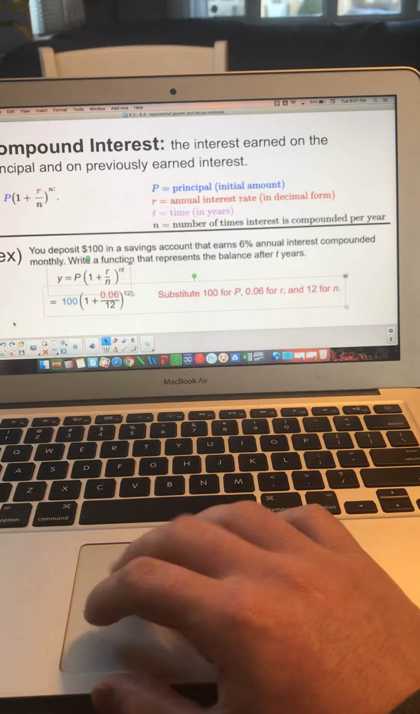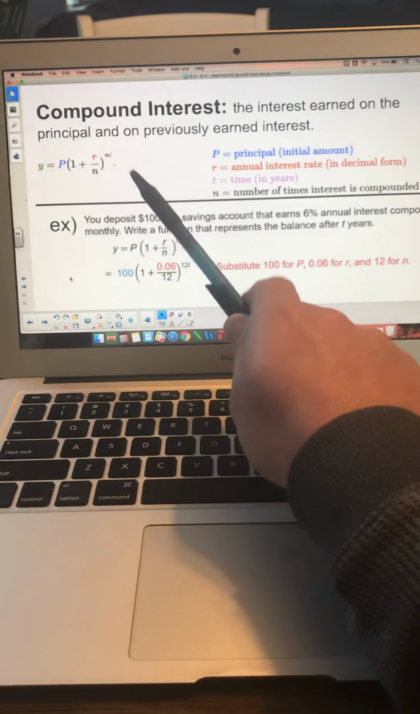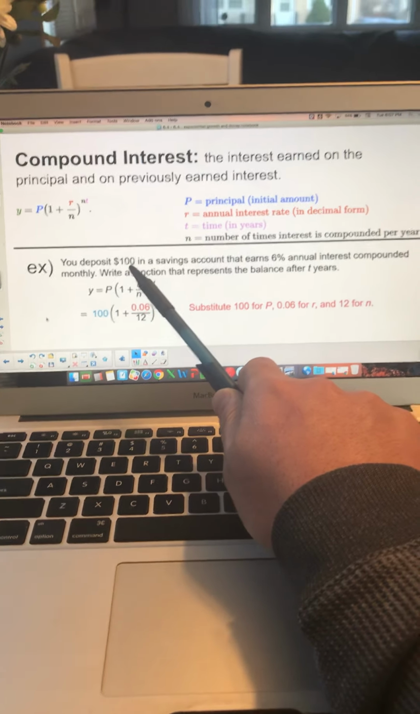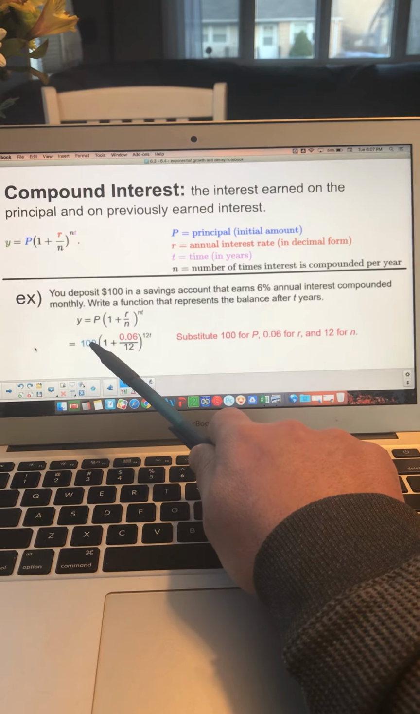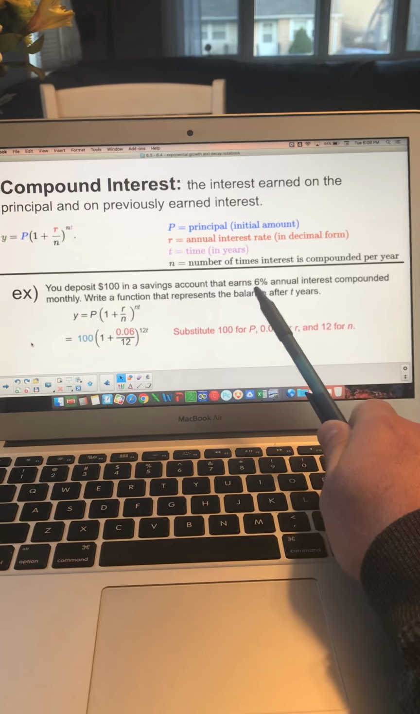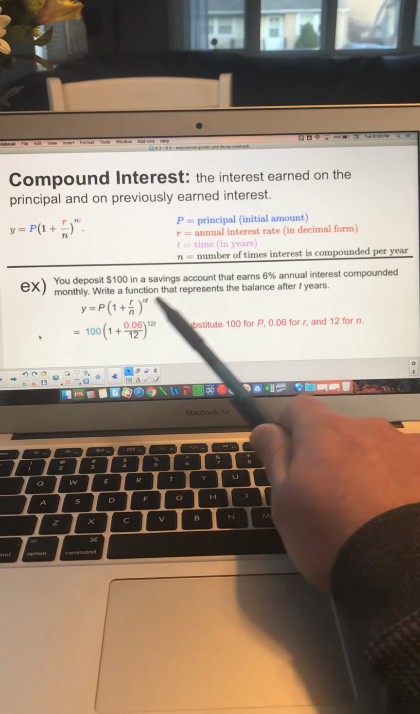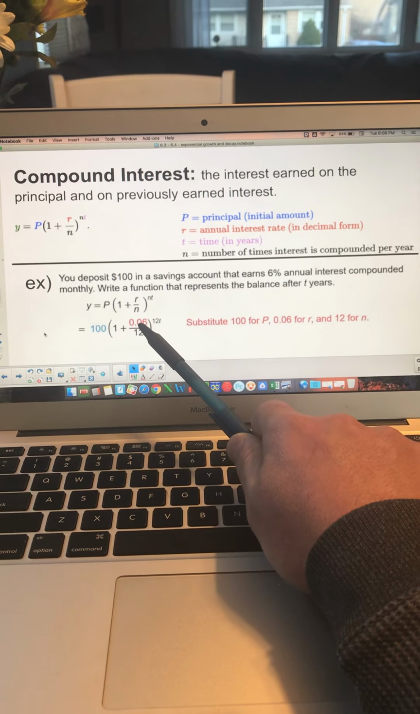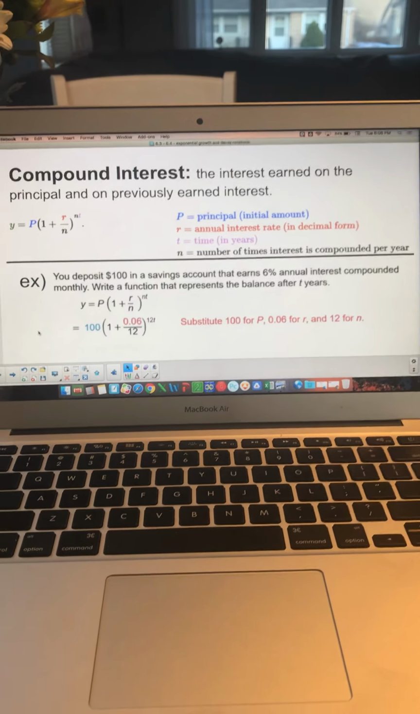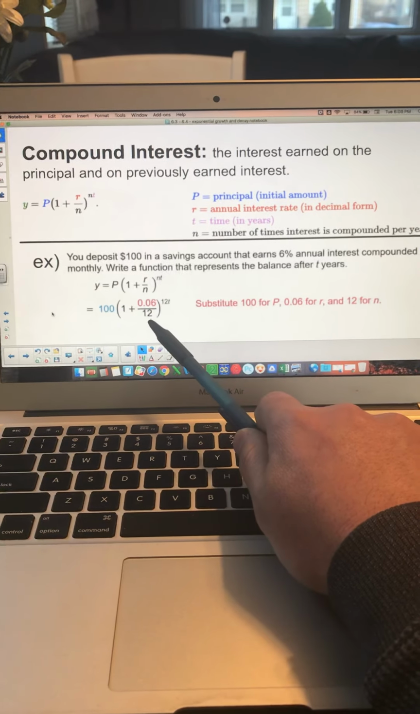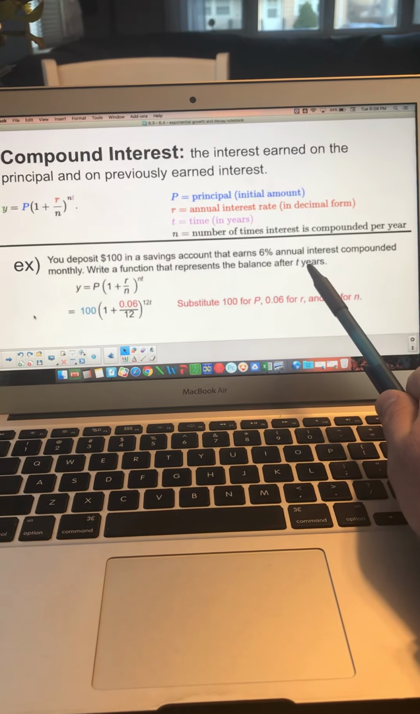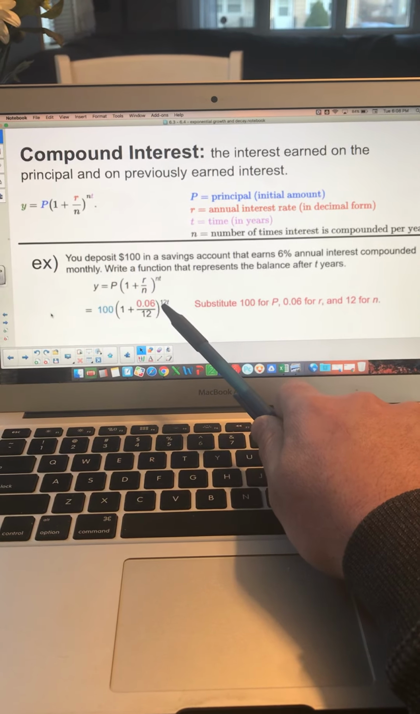Here we go. Let's figure out how we got these numbers. You deposit $100. That's our initial amount, $100. That's going in place of P. The account earned 6% interest. Interest, R. 6% as a decimal, 0.06. Compounded monthly, 12 months in a year. Got to go in place of N. How many times it's compounded? Since we're writing a function that represents t years, we don't know the years. Putting the 12 in place of the N.